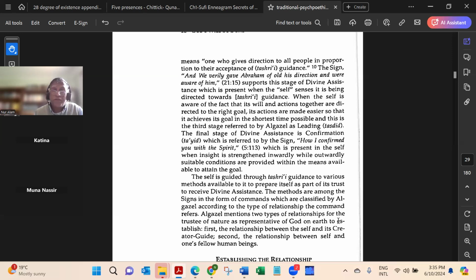Two types of relationships for the trustee of nature as representative of God on earth to establish. First is the relationship between its self and its creator guide. Second is the relationship between the self and its fellow human beings.